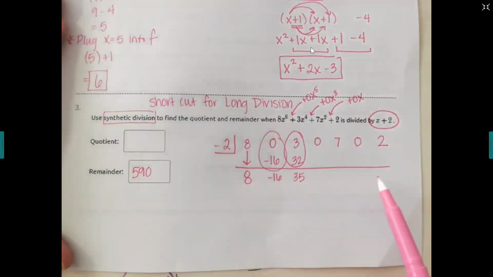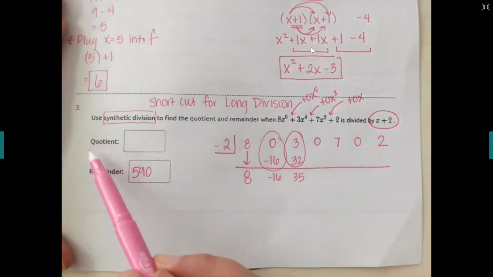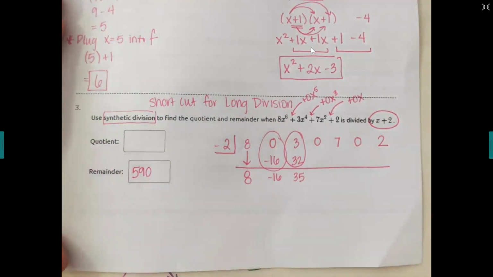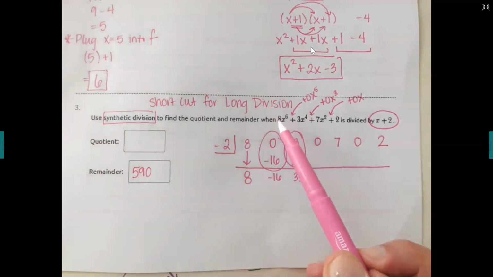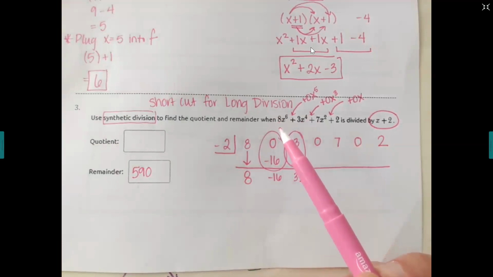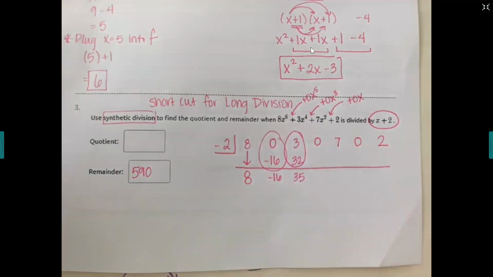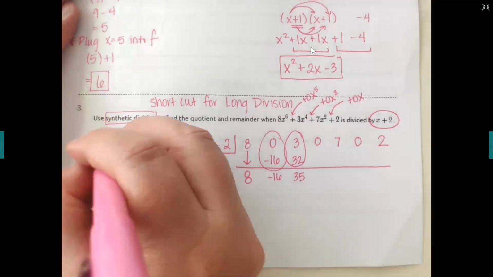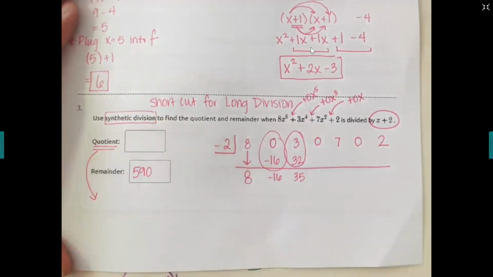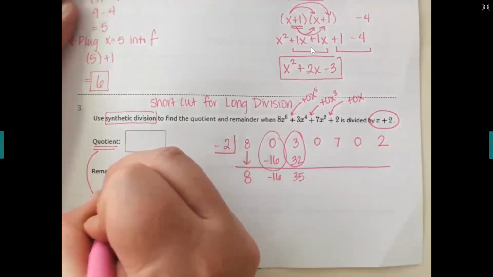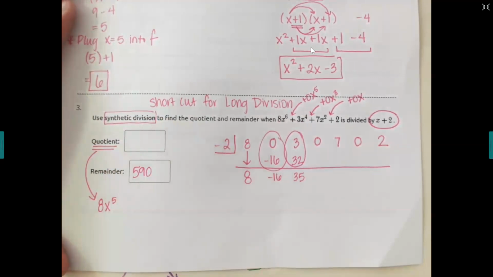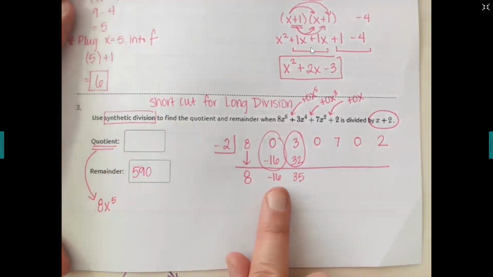What power should your quotient start at? 5, because what was the original? X 6. So when you divide an X out, your quotient should always start 1 power less than the original. So for the quotient here, I'm just going to start you off because obviously I didn't finish it. It would be 8x to the 5. Then what's the next front number?